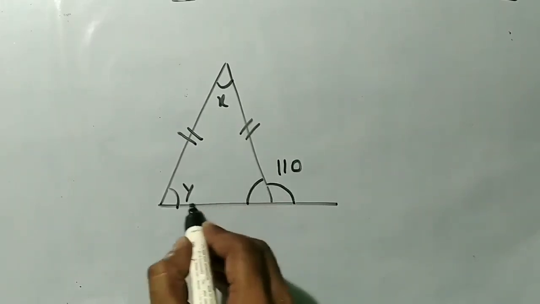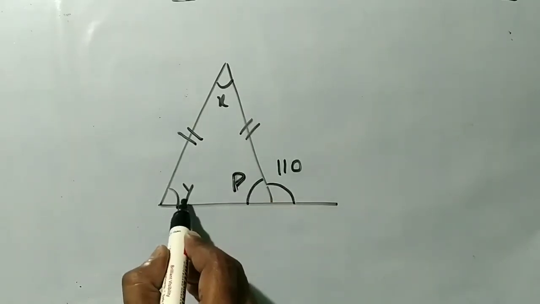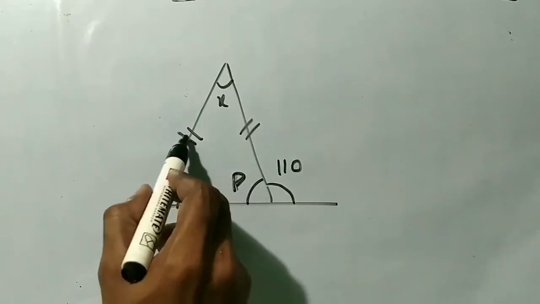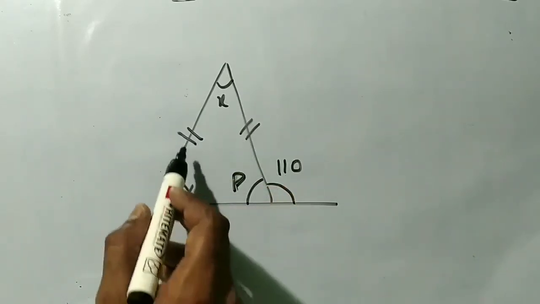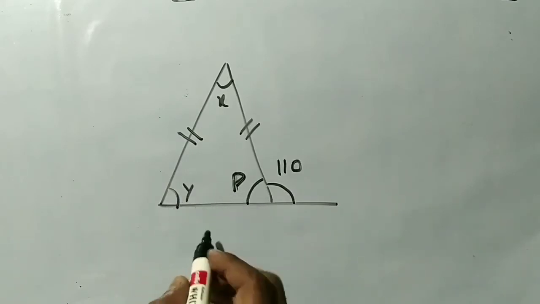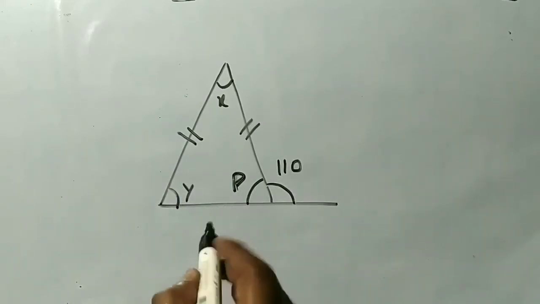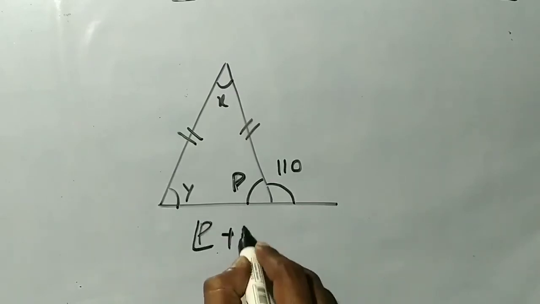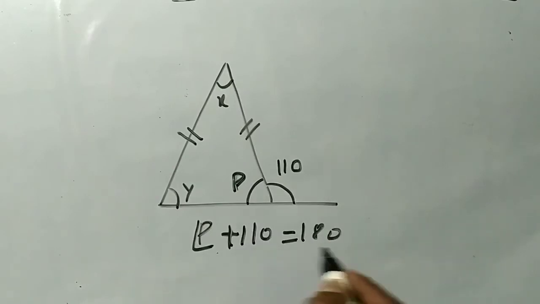Let us consider this as P. For example, y and P are equal because two sides are equal. The angles opposite these sides are equal, so that is angle P. Angle P plus 110 is equal to 180 because a straight line forms 180.